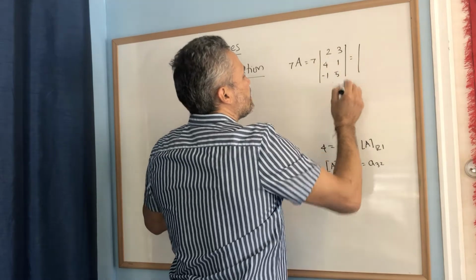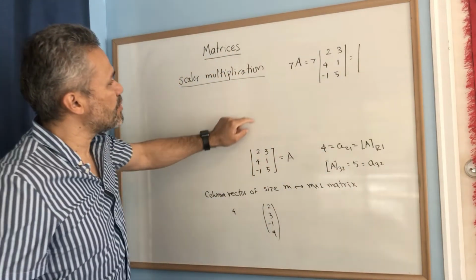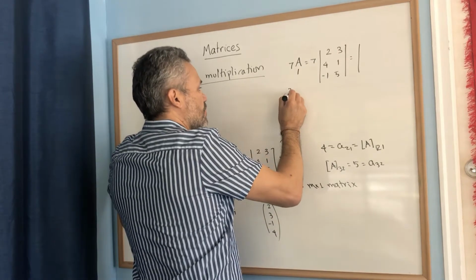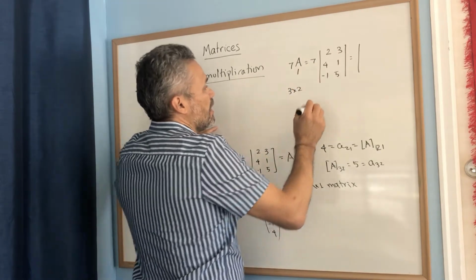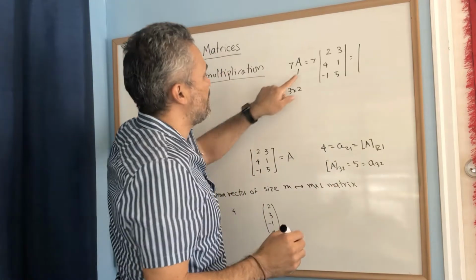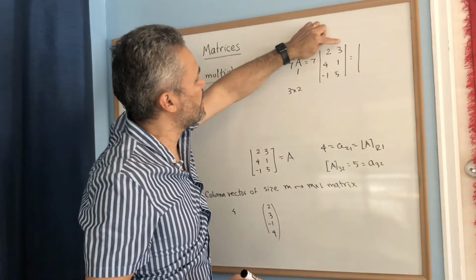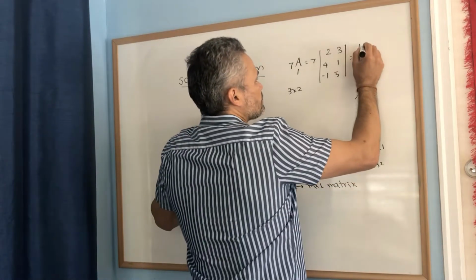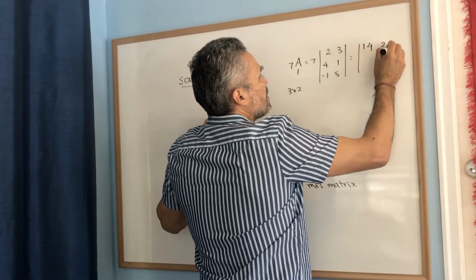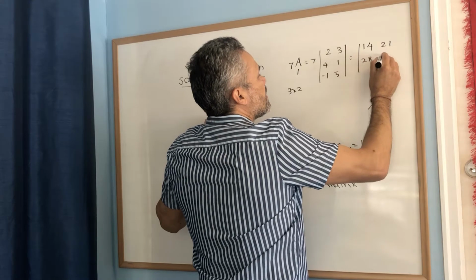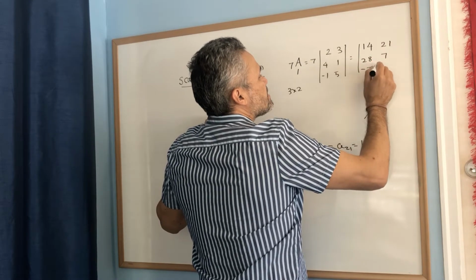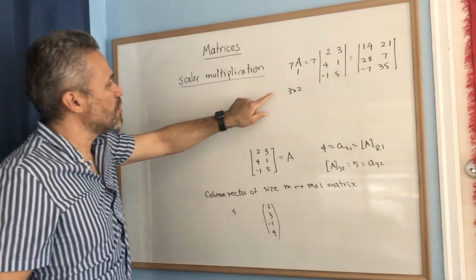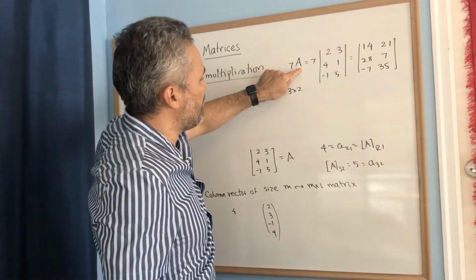The way to do this operation, we get a matrix of the same size. Remember, this is a 3 by 2 matrix, and then I will get a 3 by 2 matrix. What is that matrix? Each entry, I multiply by the scalar. Then I get 14, 21, 28, 7, -7, 35. That's the way to multiply a number by a matrix.